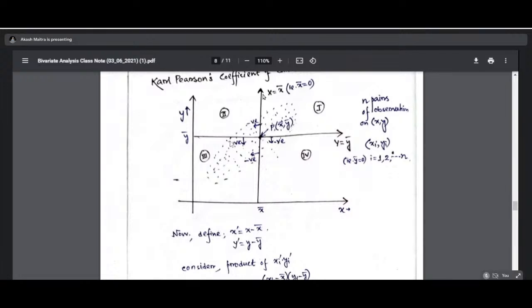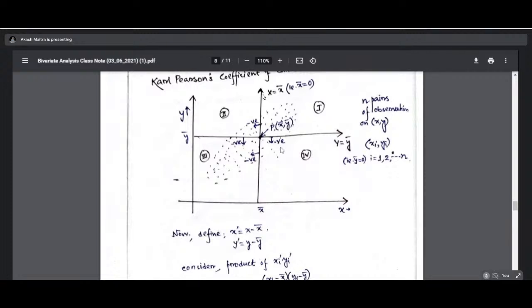Similarly, in the third quadrant, we can see that x values are to the left of the x bar line and y values are below the y bar line. So x minus x bar will give us negative results, and y minus y bar will also give us negative results. I am shifting the arrow towards these points and telling that these are negative. But when I consider the product of x minus x bar and y minus y bar, negative times negative will be positive. That is, in the third quadrant we are getting positive results.